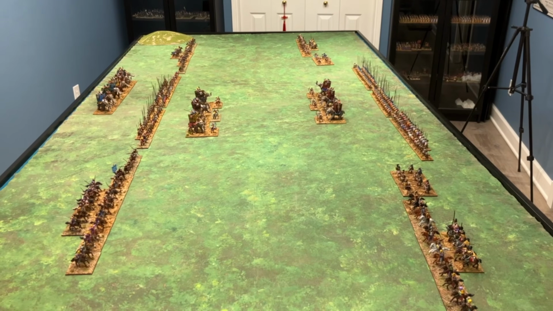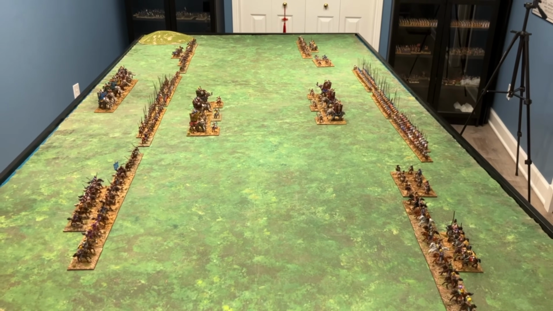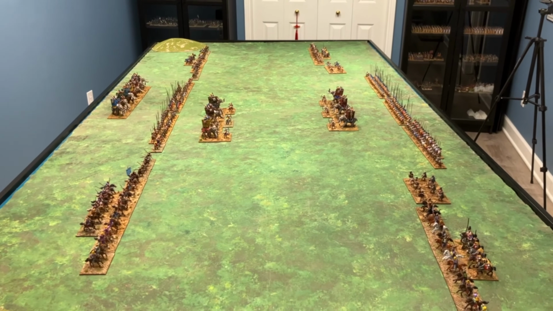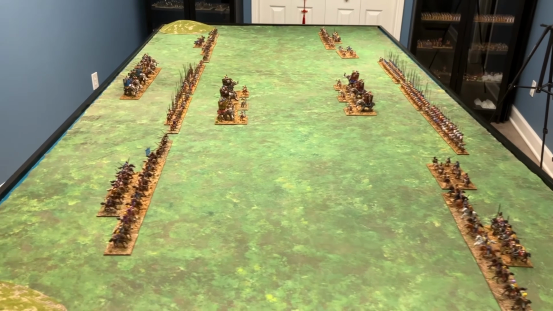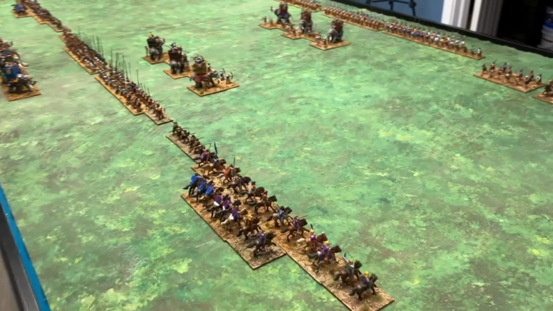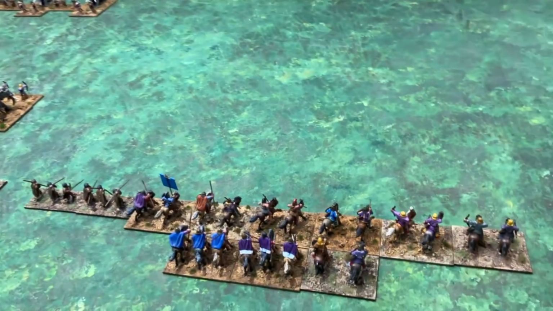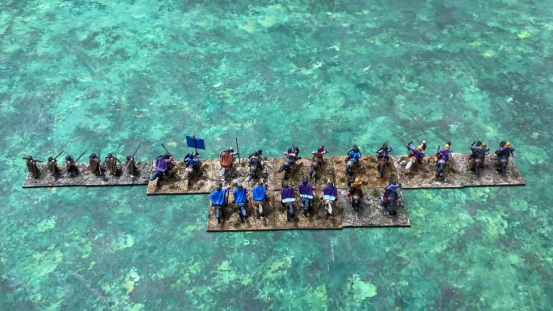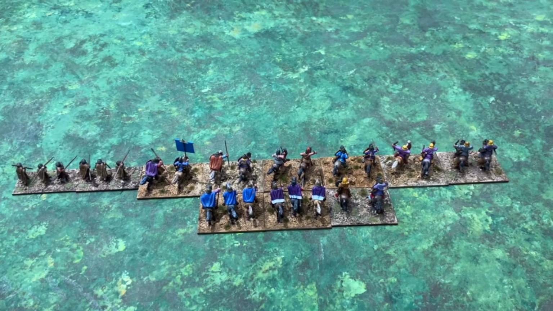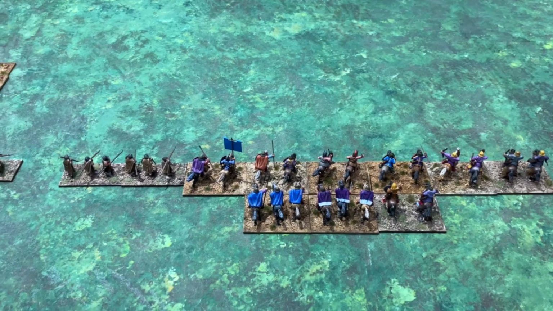Okay, so taking a look down the battlefield, and this is being seen from the right flank of the Seleucid command. The Seleucid command with Seleucus himself, Seleucus I, is right flank: 2 knights, a lot of jav cav, some horsebow, a little bit of light foot supporting.